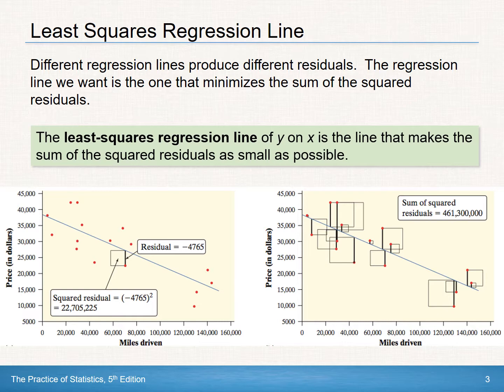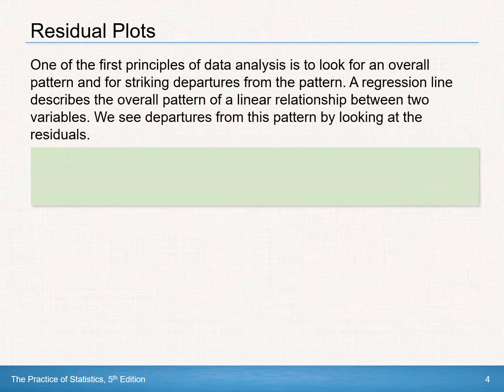So the least squares regression line of y on x is the line that makes the sum of the squared residuals as small as possible. So if you take these distances between the data points and you find the area of the square, so we're going to square them, this distance, this amount of squares, that area, we want to make that as small as possible. That's the best regression line. So that's called the least squares regression line.